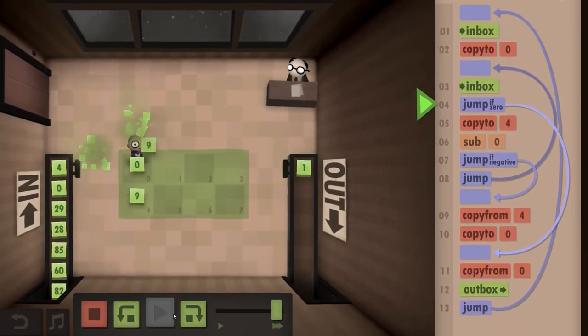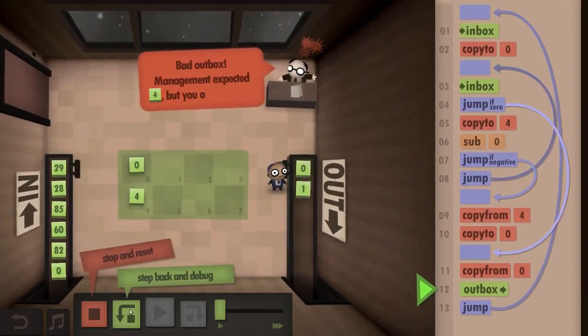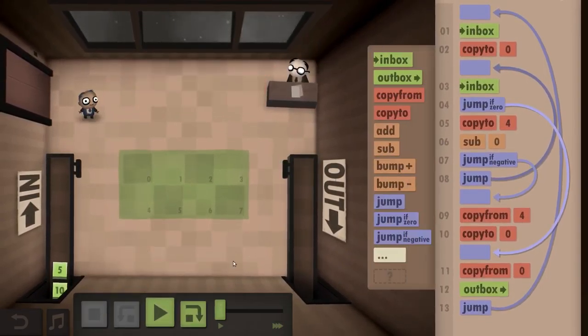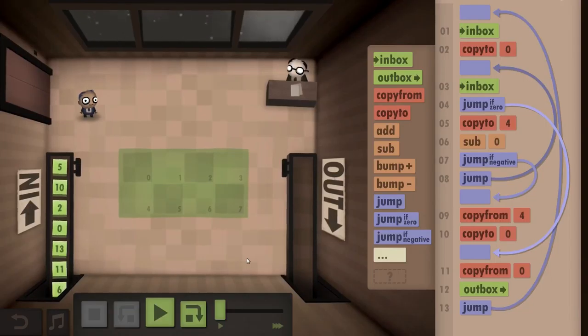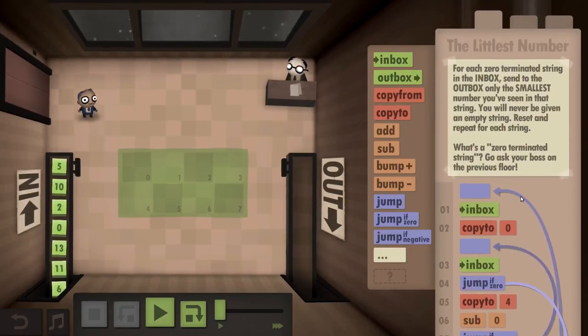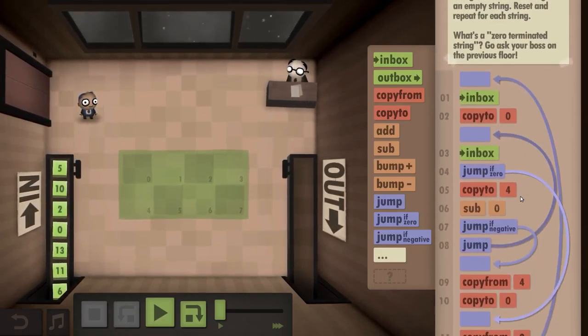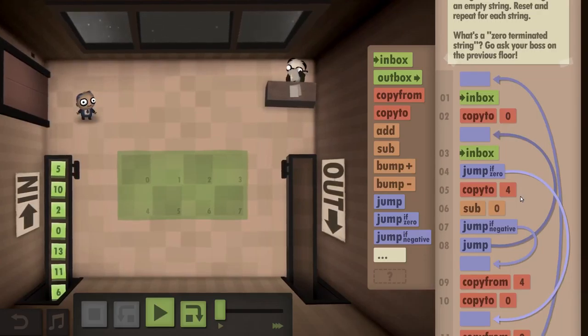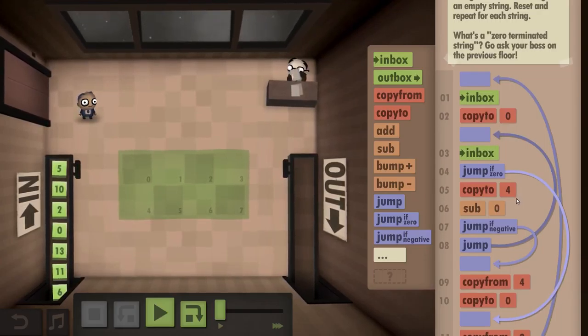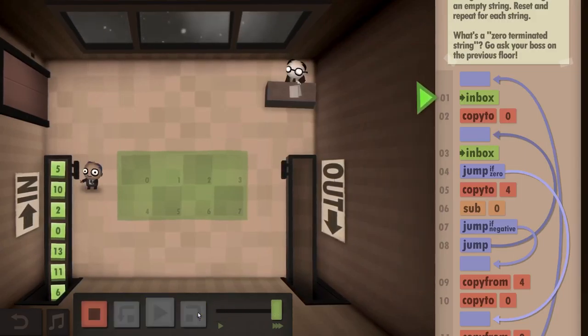If it's 0, copy from 0, throw it in the outbox. Jump. That scares me because it's 13 commands. Expecting it to fail. Yep, excellent.